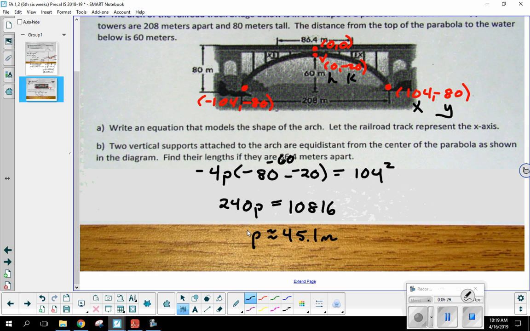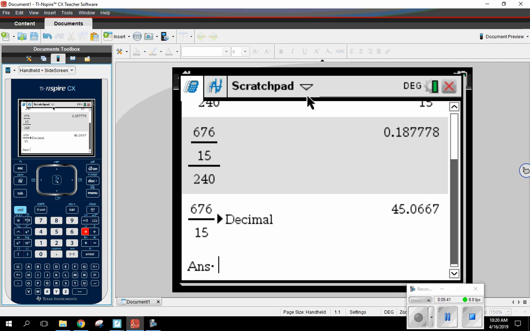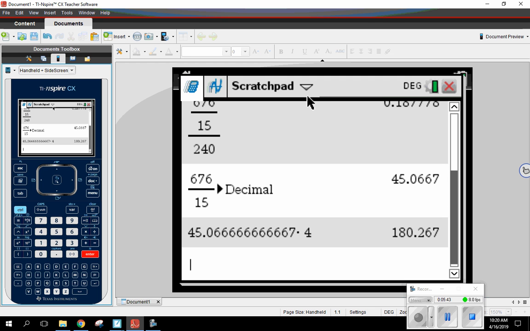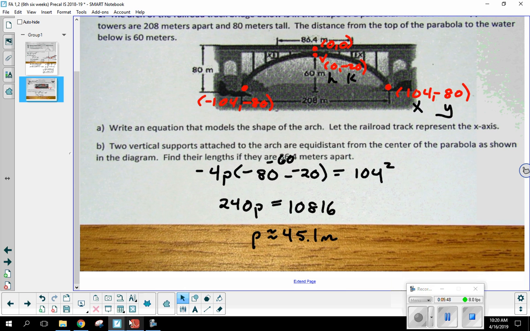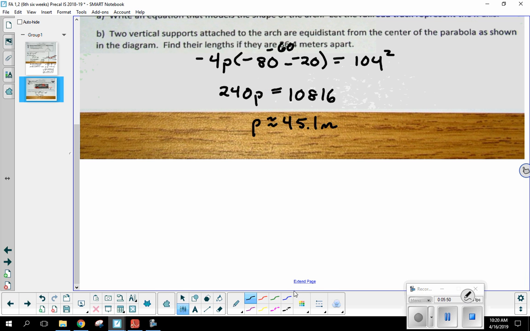45.1 meters. Okay. Now, part A is wanting me to write the equation, so what do I have to do with that value of P? We got to multiply it by 4. Okay. So let's see here. I'm going to go ahead and multiply that by 4. Okay. So let's go ahead and say 180.27. Okay. So here's my equation.